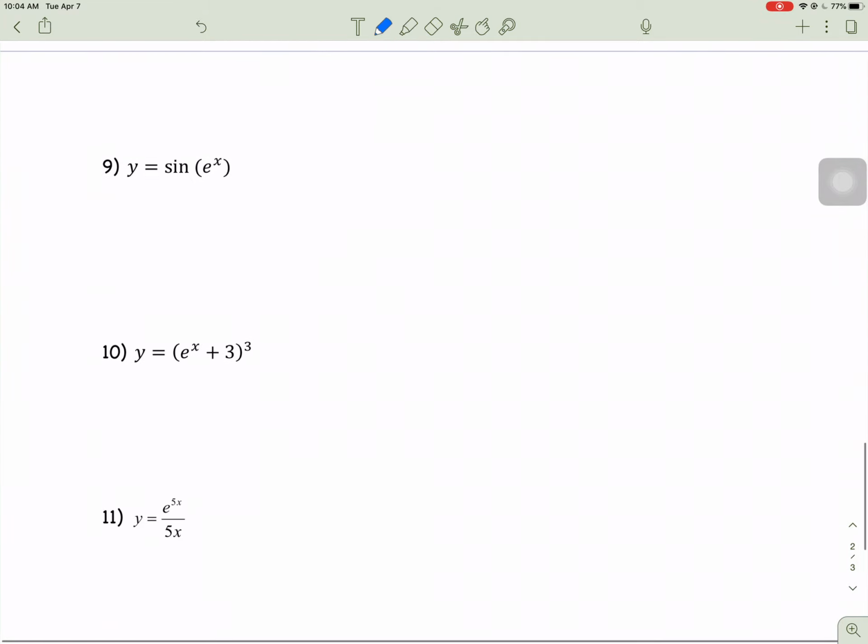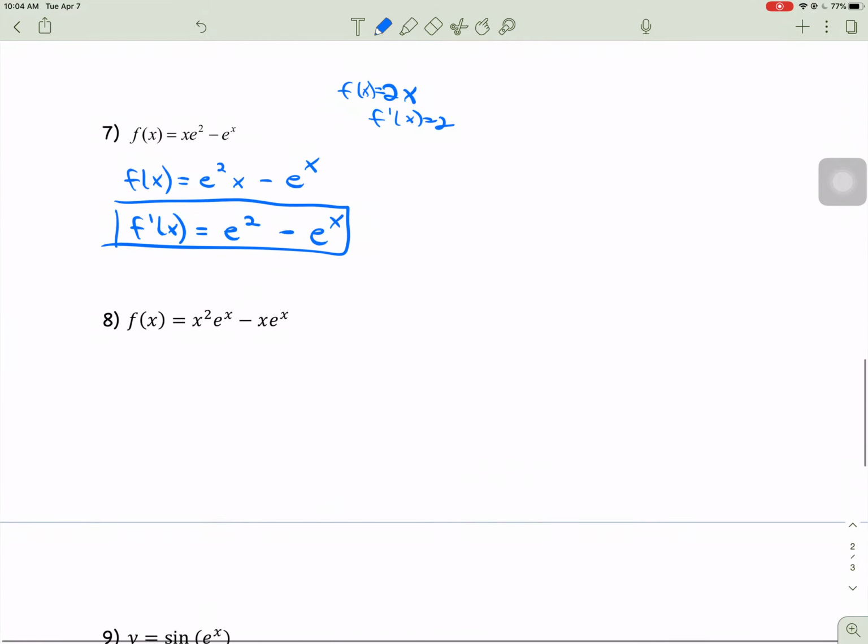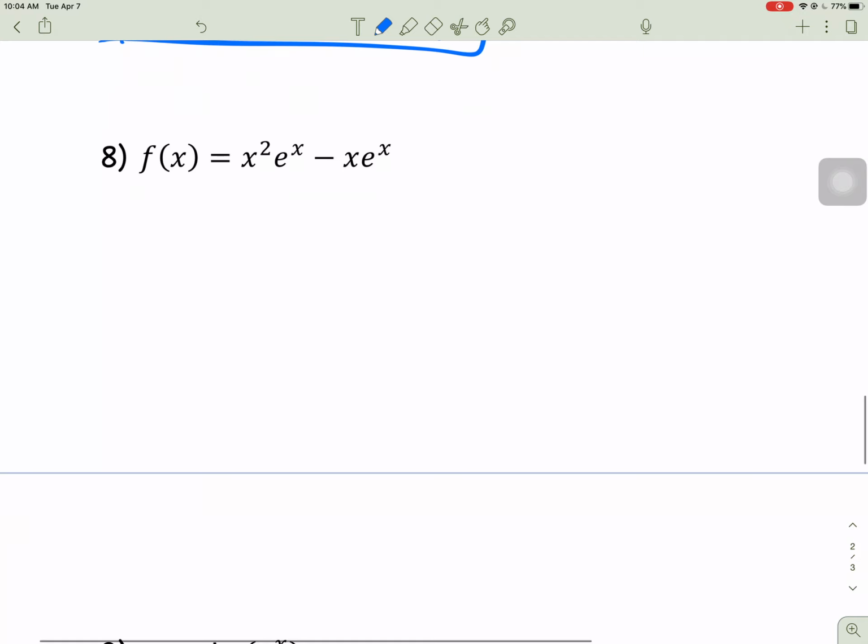Number 8. Let's take a look. F of x equals x squared e to the x minus x e to the x. Okay, a couple things here. I was thinking at first, it looks like we're going to have to do product rule. Yeah, unfortunately, I think that's what we're going to have to do. So I'm going to write it over here, 1d2 plus 2d1. This is 1, this is 2.